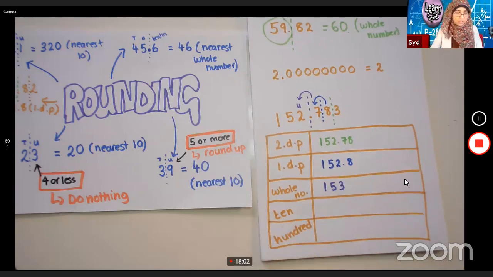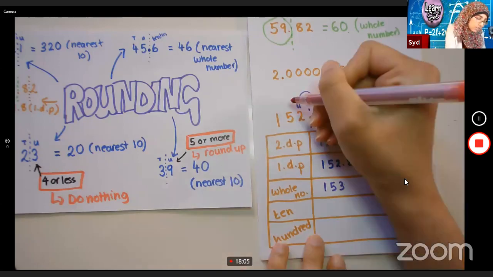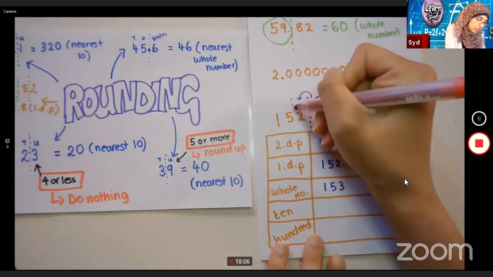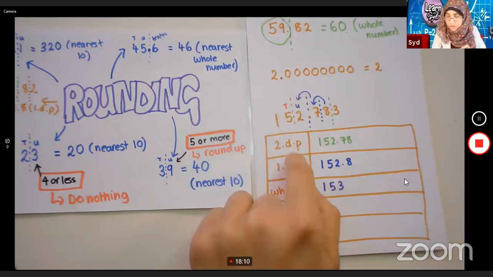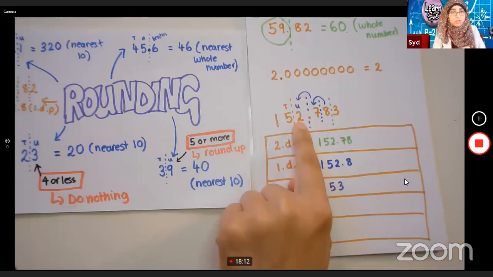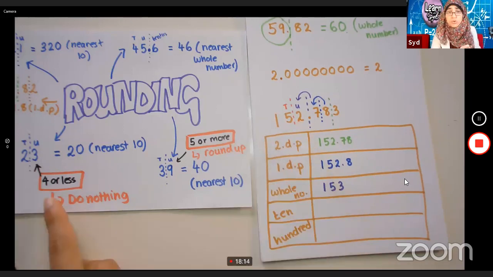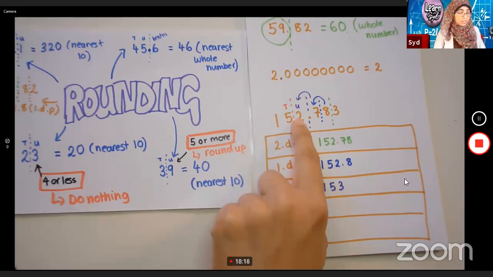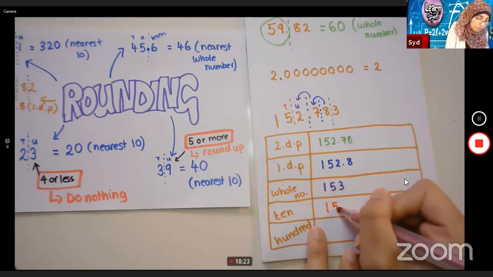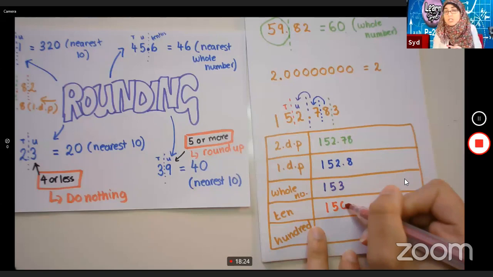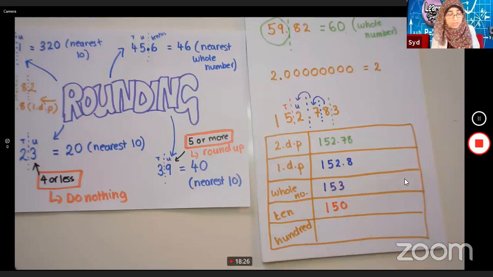Right, next, we're going to look at the nearest 10. So I'm going to use a different color for this. Nearest 10, our cutoff point is here because that's our 10s. Now the next number is 2. 2 is 4 or less, so this does nothing to the 5. So in this particular case, we write 150. You have to write the 0 to keep the place value, because if you write 15, that's completely different from our original number.